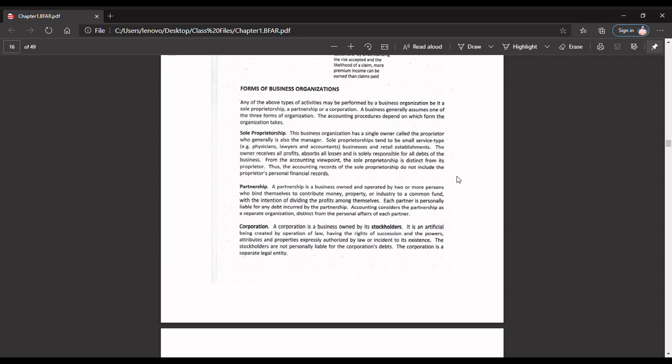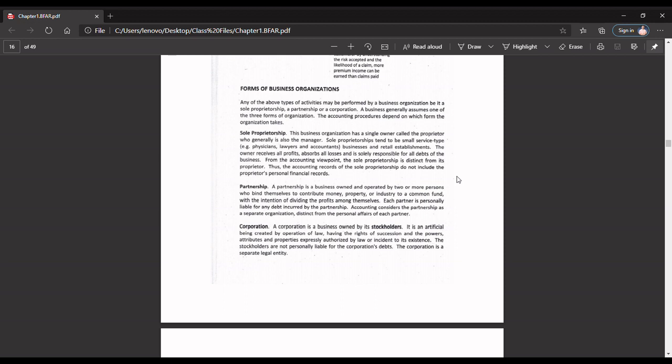From the accounting viewpoint, sole proprietorship and partnership are distinct from the proprietor and the partners, meaning the accounting records of the business do not include the personal records of the owner or owners.